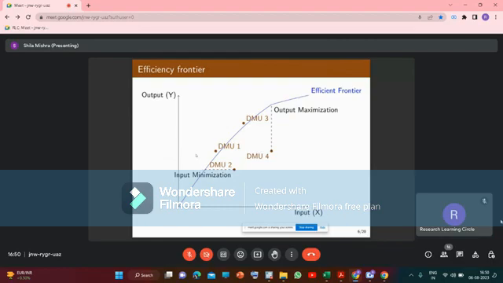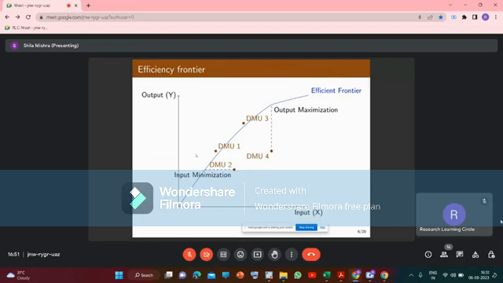Now, how can the State Bank of India of Varanasi and State Bank of India in Gorakhpur be made efficient? It could be made in two ways, right? If you're at DMU4, which is inefficient, then you can reach the efficient frontier by either maximizing its output, or by minimizing its input.